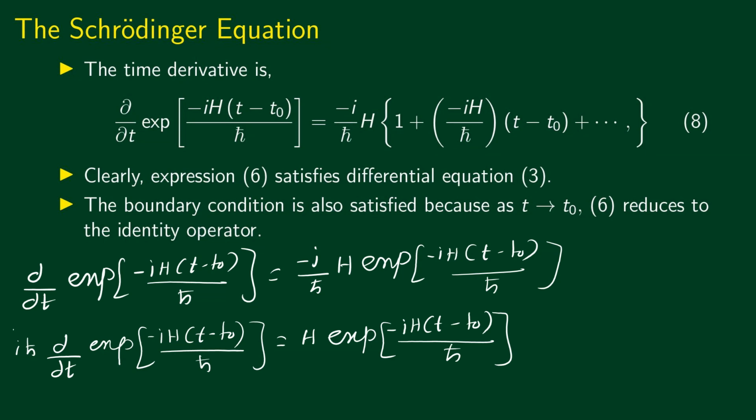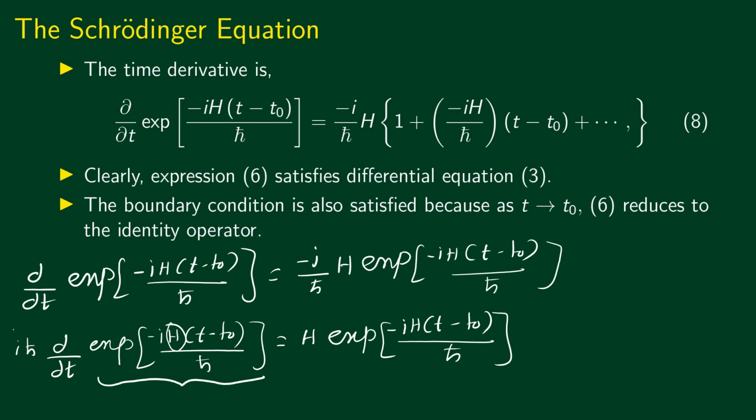Which means that exponential minus iH(t − t0)/ħ is indeed a solution to the Schrödinger equation, provided the Hamiltonian does not depend on time. If the Hamiltonian depended on time, we would have derivatives of the Hamiltonian in here, and then we wouldn't get back the exponential in this case.